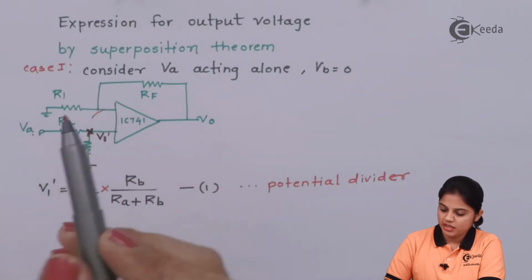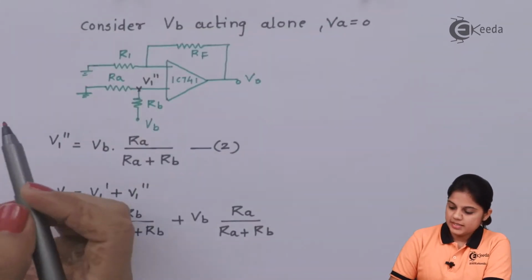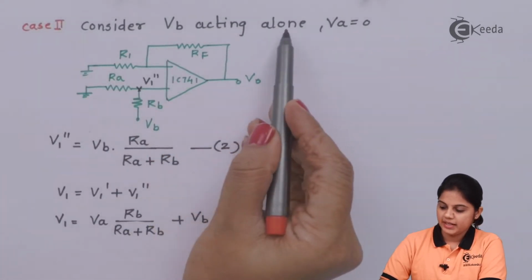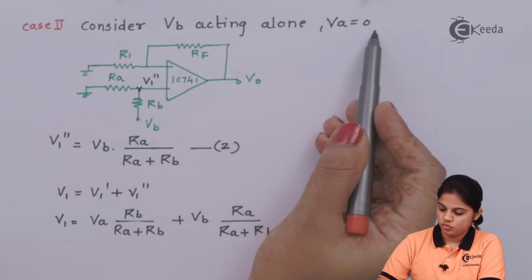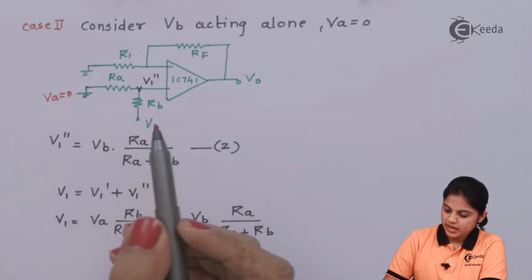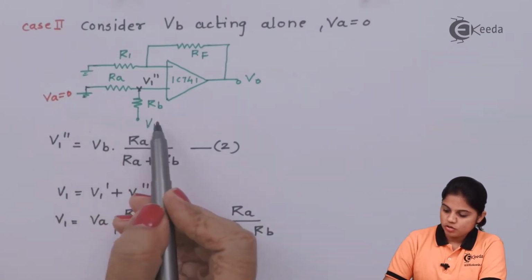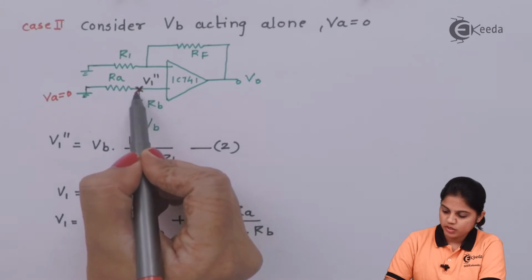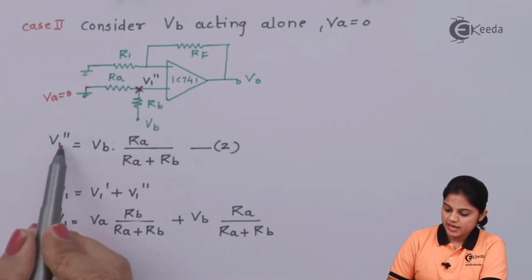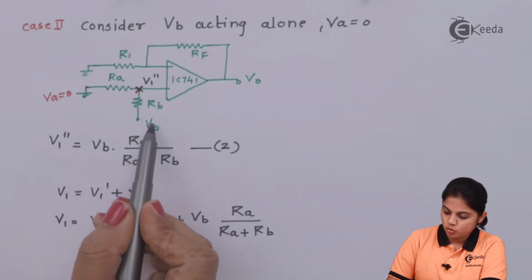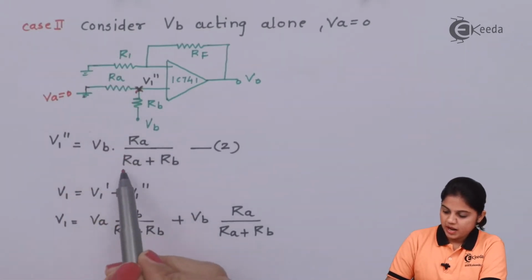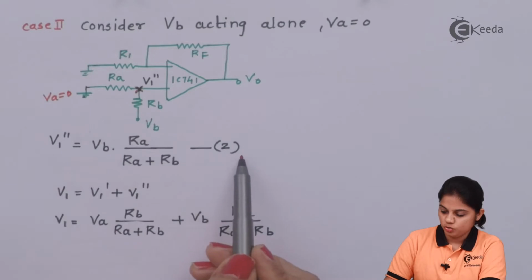Now next case will be VB acting alone. Let's see what is case 2. In case 2, consider VB acting alone. That means VA is equal to 0. So here in diagram you can see this is grounded because VA is equal to 0 and VB is acting alone. So here also the input voltage is nothing but the voltage across this terminal. Let's name it V1 double dash. So V1 double dash can be written as VB, that is the total voltage, into this resistance RA divided by RA plus RB. Let's say this is equation 2.